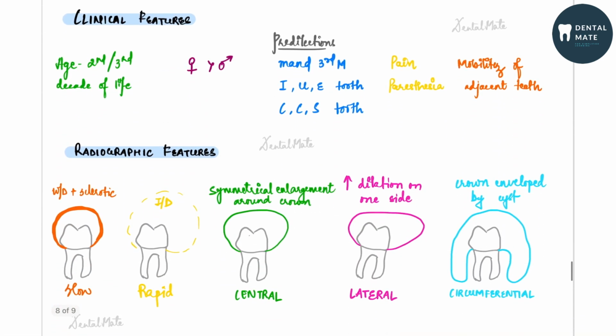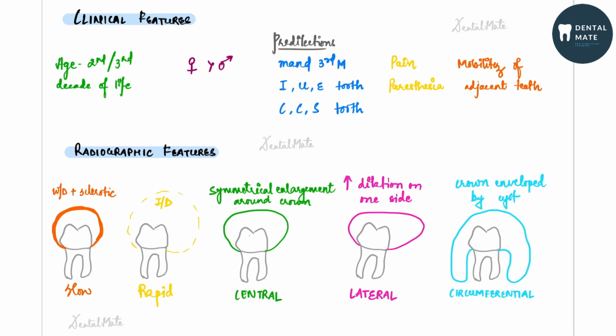Next, moving over to the clinical features. It is most commonly seen in the second or third decade of life. It has a female predilection. And if we talk about the site predilection, then it is seen mostly in the mandibular third molar region because the third molars are most commonly impacted.